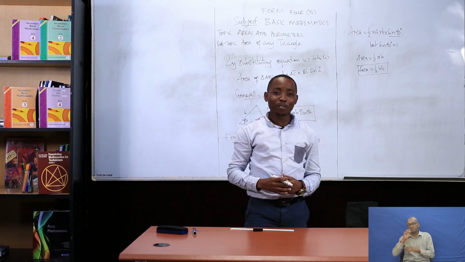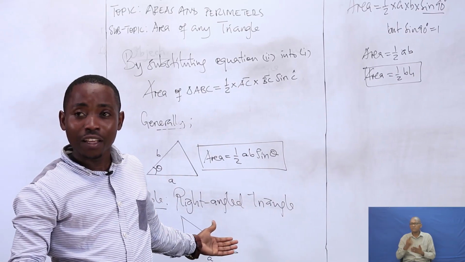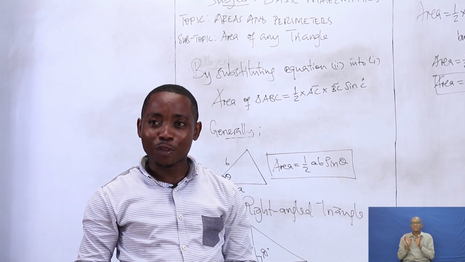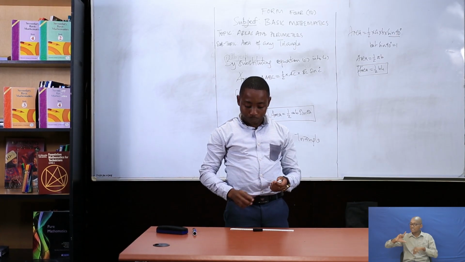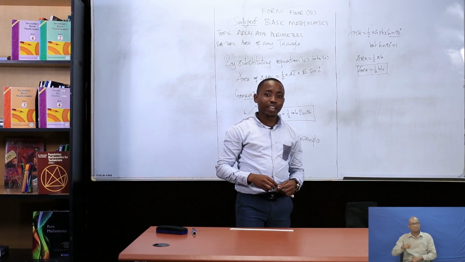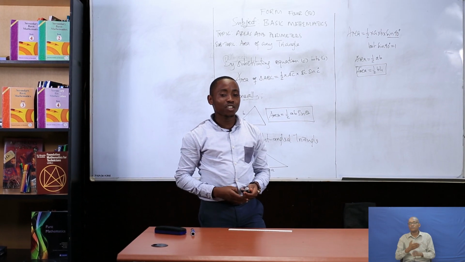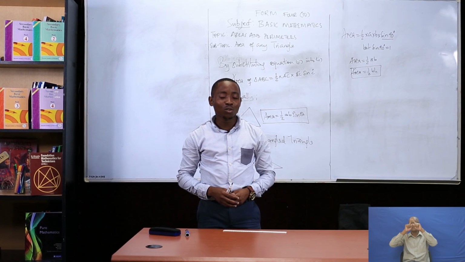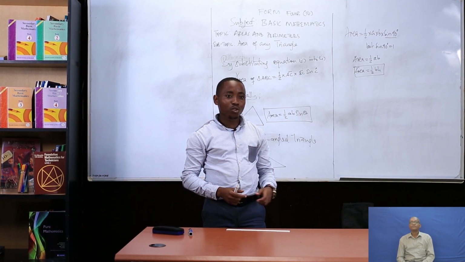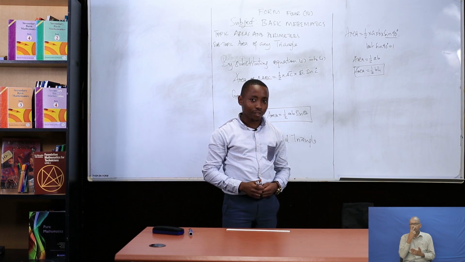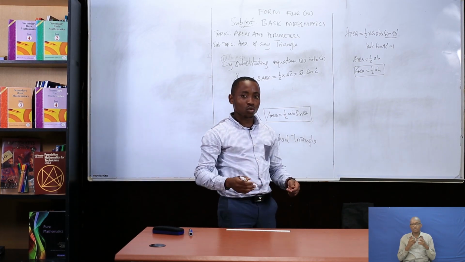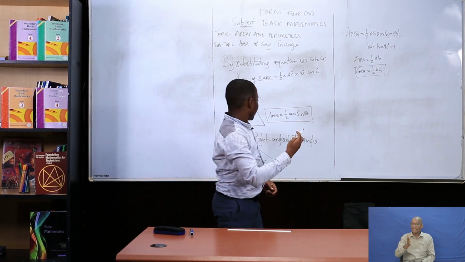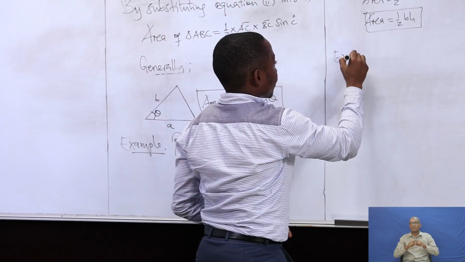So don't ask yourself so many questions. Why do they use that one instead of this one? This is a general formula, but this one is specific for only right-angled triangles. It's my hope that we are together up to there on how to derive a general formula concerning any triangle. Now, let us see a few examples of solving problems concerning any triangle. How can we solve questions concerning the area of any triangle? Let us take example 1.